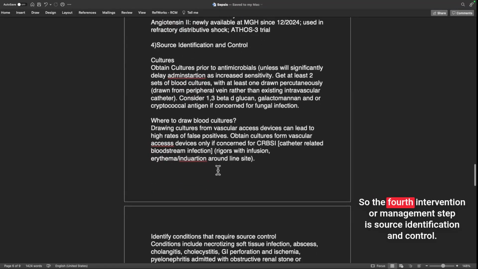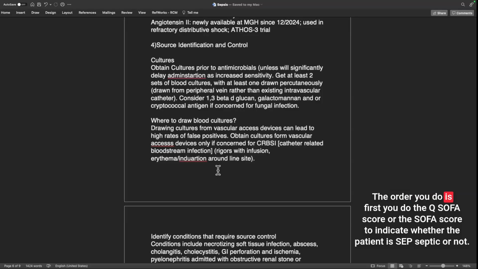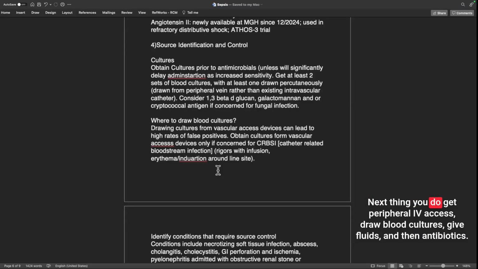The fourth intervention or management step is source identification and control. It's important to obtain cultures prior to the antimicrobials. Let me go over this in detail. The order you do is first the qSOFA score or the SOFA score to indicate whether the patient is septic or not. Next, get peripheral IV access, draw blood cultures, give fluids, and then antibiotics.